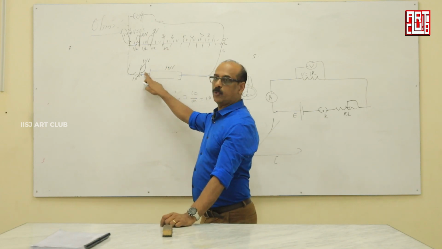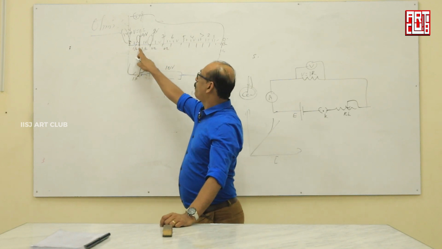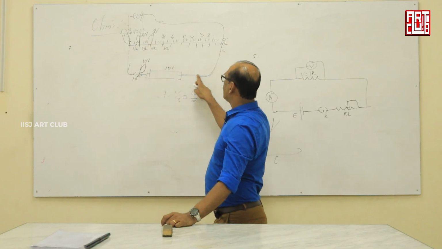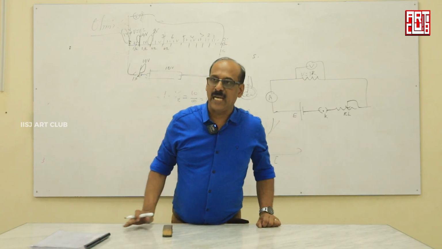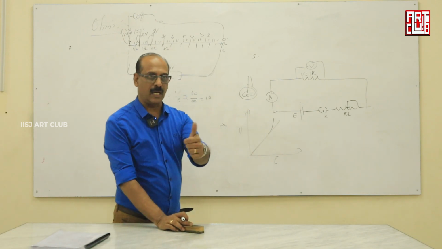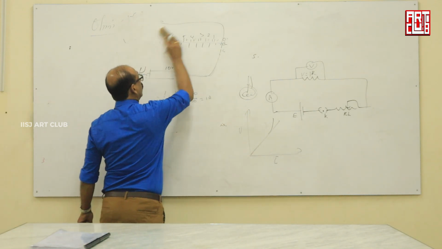Then electron comes out with this much energy. This is all dropping slowly. Just before entering, energy will be 0. This is the energy distribution happening in an electrical circuit. Is it clear? Right. Now we are going back to Ohm's law.